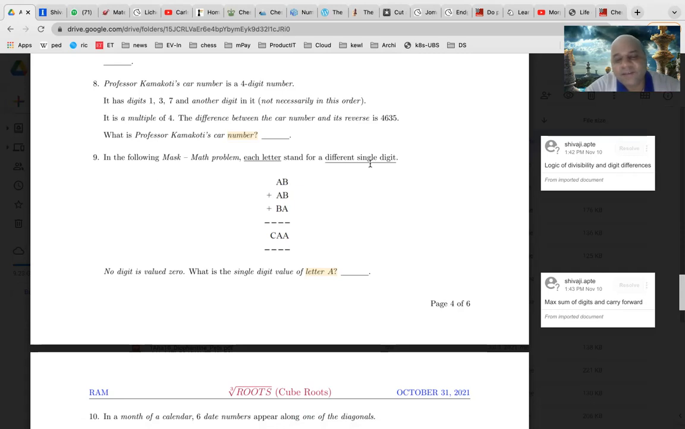Okay, if it is 0, then B plus B is A. Fine. So 0 plus 0 is A. Sir, it can't be 0. I mean, I'm just saying you are eliminating it. Whether B is 0 or 5, if B is 0, then A plus A cannot be CA.